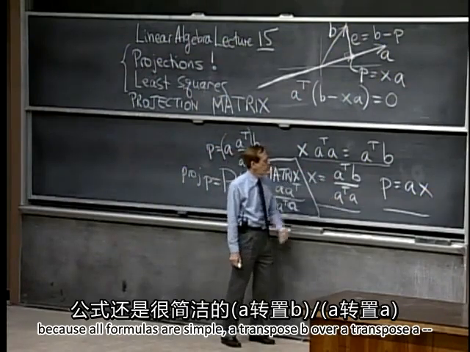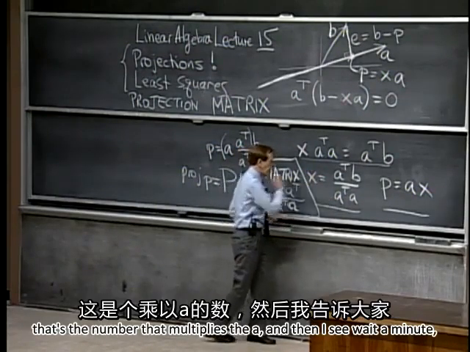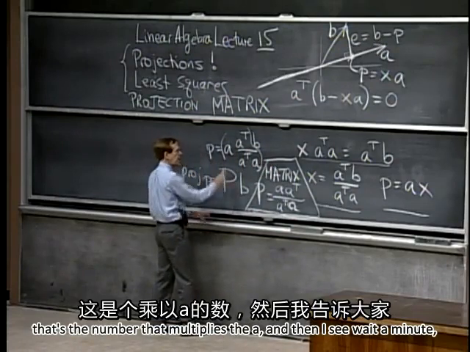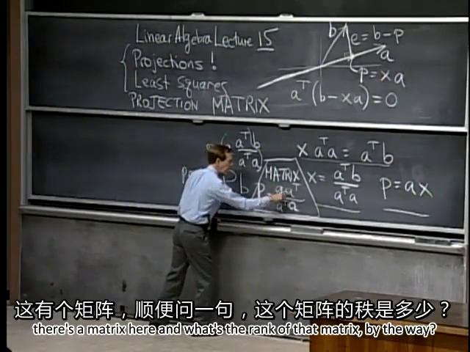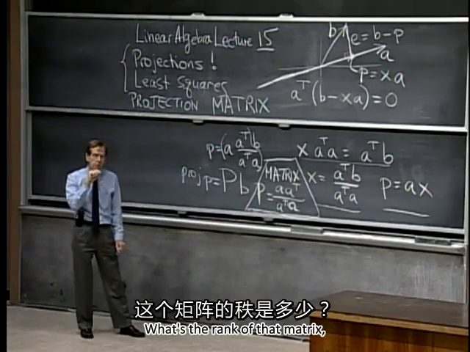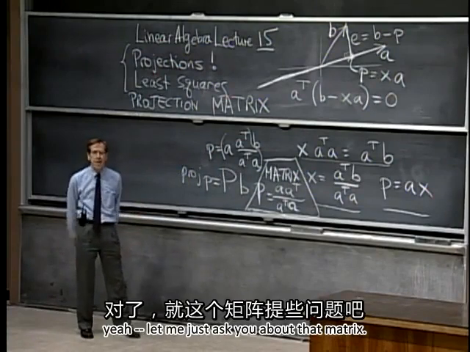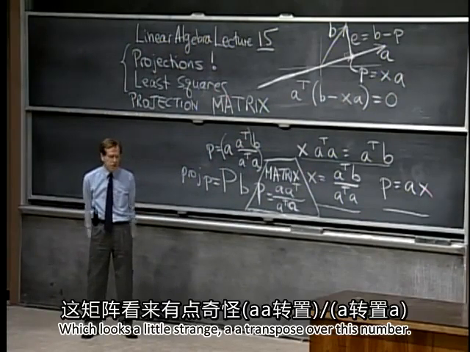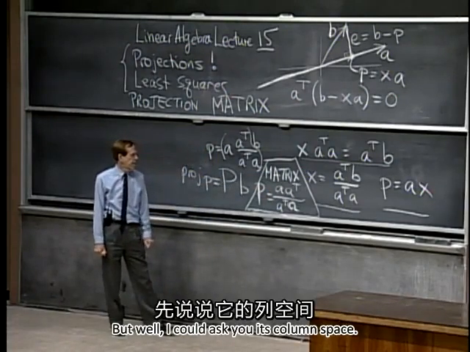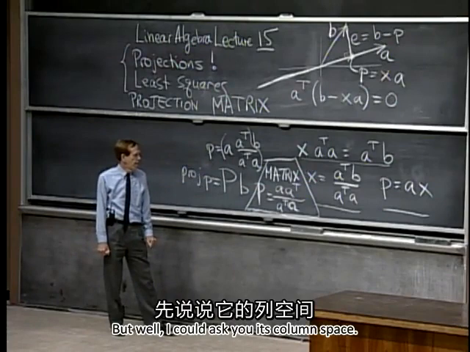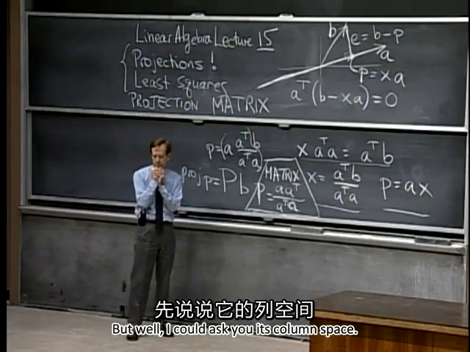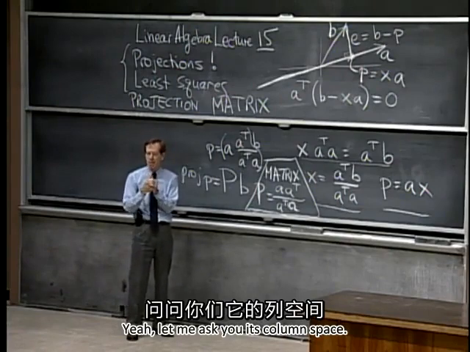A transpose B over A transpose A. That's the number that multiplies the A. And then I see, wait a minute, there's a matrix here. And what's the rank of that matrix, by the way? Let me just ask you about that matrix, which looks a little strange. A transpose over this number. Well, I could ask you its column space. Yeah, let me ask you its column space.